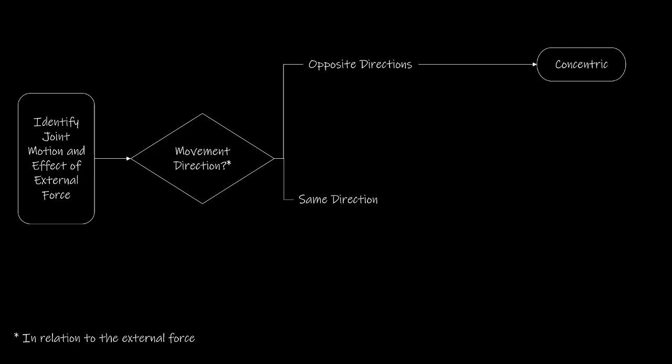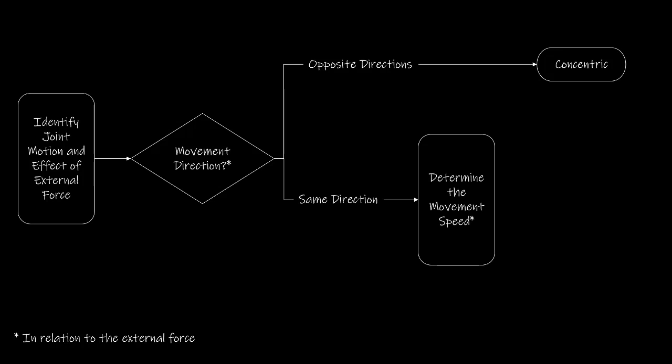So in one case, we can say the joint movement and the effect of the external force are going to be in opposite directions, or we can say that the joint motion and the effect of the external force are going to be in the same direction. If they are in opposite directions, we will have a concentric action. If they are in the same direction, then we have to ask ourselves another question.